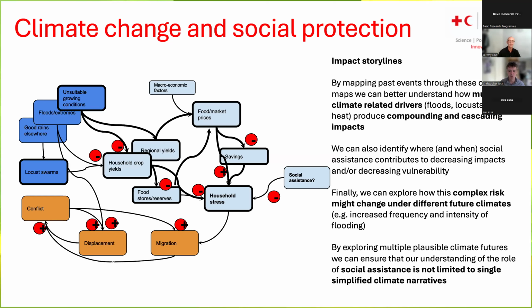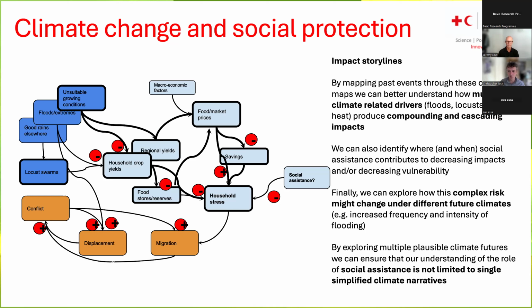So we can begin to map through and we say, well, let's look at a future where rainfall changes in a certain way. What would be the implications in this context? But also, what would be the implications if other things shifted, if migration increased, or if conflict increased in a particular region? And again, it's not predicting what's going to happen, it just helps us think through how things are interacting. And then hopefully that allows us to develop things like social assistance programs that are not limited to a single simplified climate narrative. So I think if I want to end with anything, it's that last point.